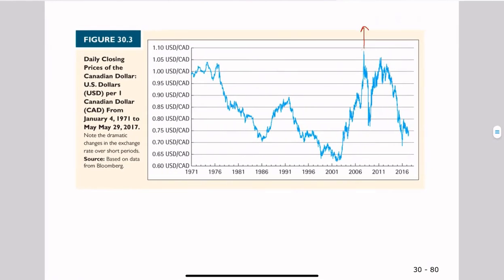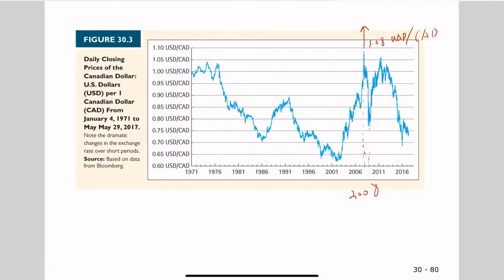At around, I don't know the exact time, but I guess it's about 2008, it should be before the financial crisis. Canadian dollars was the most valuable, right? You can see that the exchange rate is about 1.08, so it's pretty expensive for Canadian dollars.